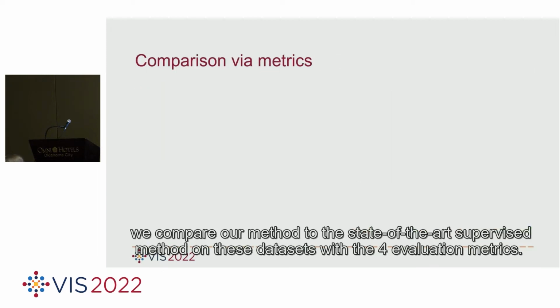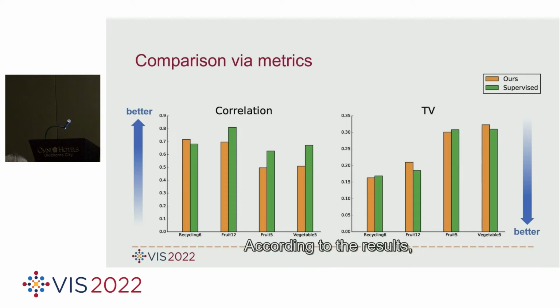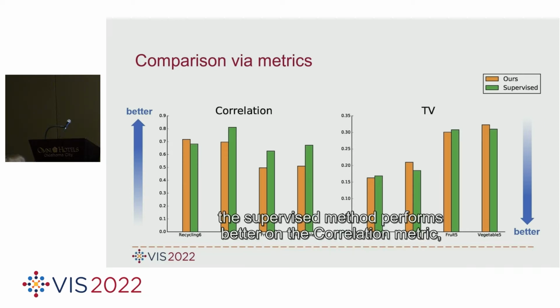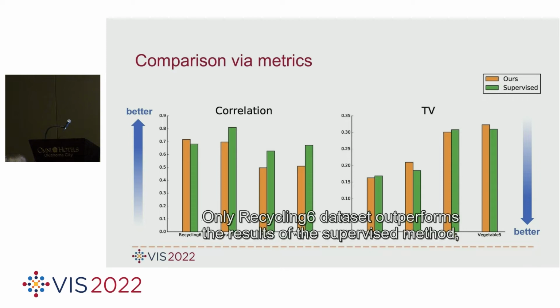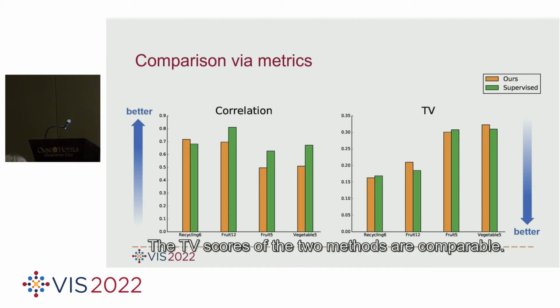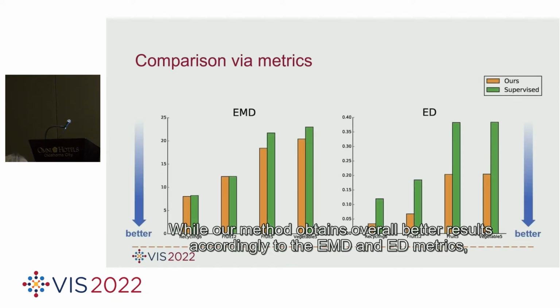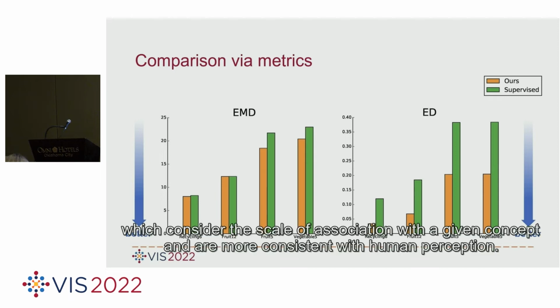We compare our method to the state-of-the-art supervised method on these datasets with the 4 evaluation metrics. Here are the overall results. According to the results, the supervised method performs better on the correlation metric. Only the recycling dataset outperforms the results of the supervised method, which indicates a higher linear correlation with the ground truth rating. The TV scores of the 2 methods are comparable, while our method obtains overall better results according to the EMD and ED metrics, which consider the scale of association with a given concept and are more consistent with human perception.